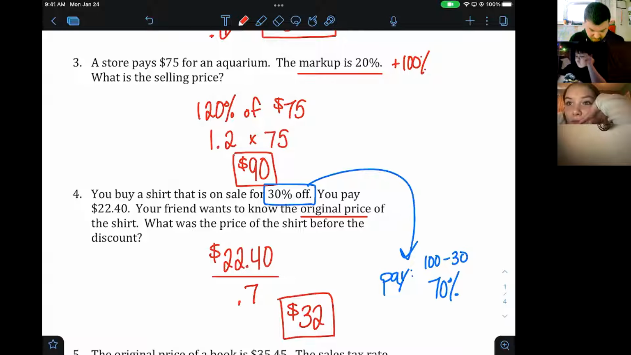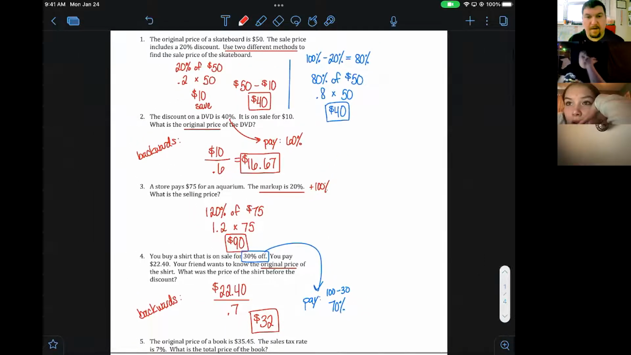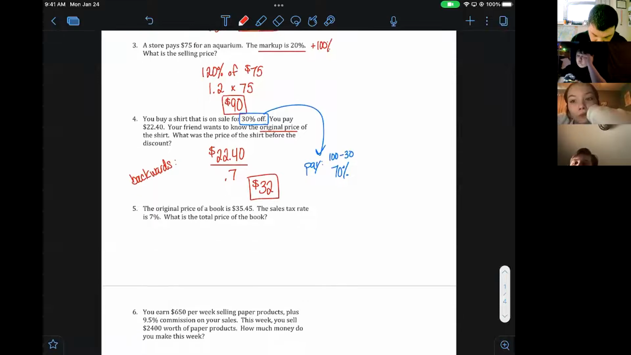Okay, so there's another problem that we had to work backwards on. You don't need to write that down, but I just wanted to let you know that's why we're dividing on number 2 and on number 4, because we're working backwards. Number 5.